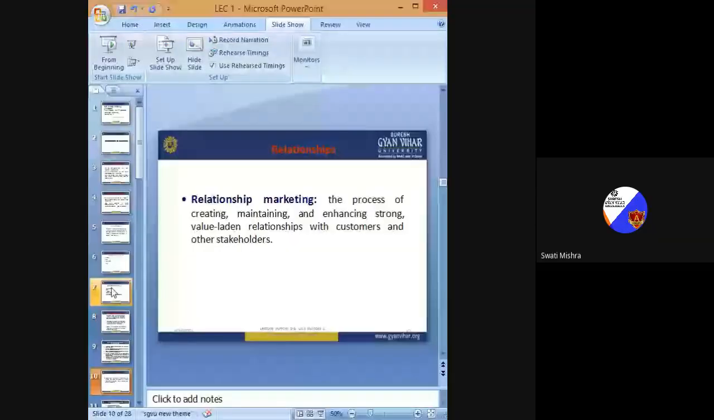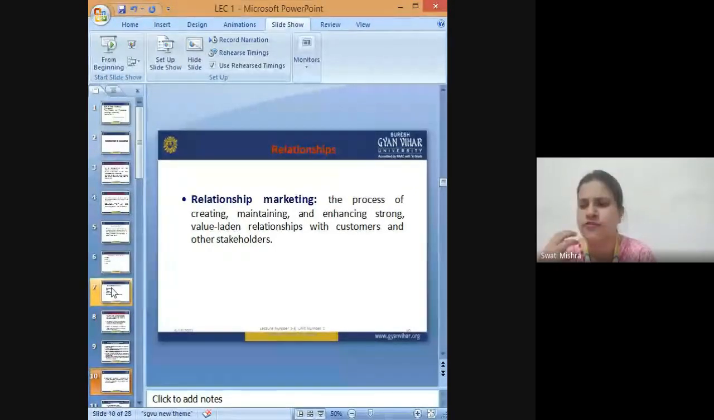market. This is another very important process of creating, maintaining, and of course enhancing strong value-laden relationships with your customers and other stakeholders who are there for your brand. It is a highly important thing. So that is what relationship marketing is.